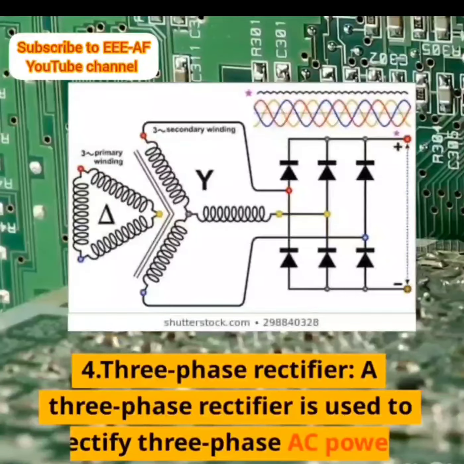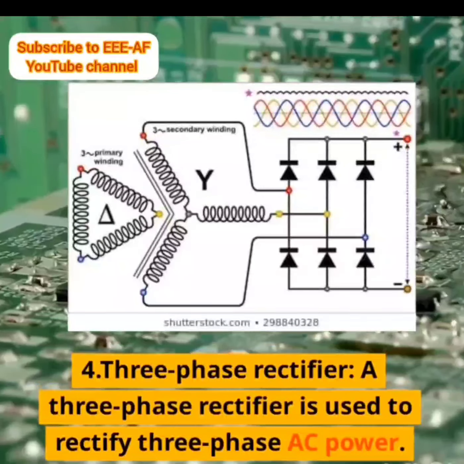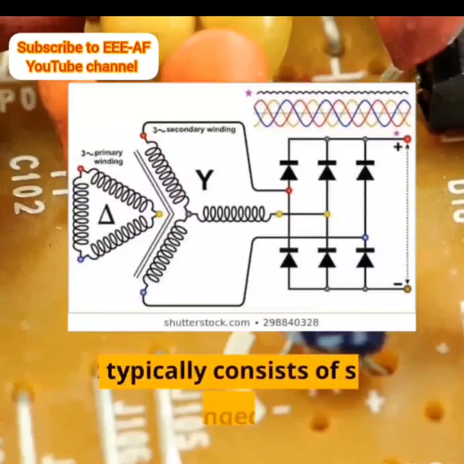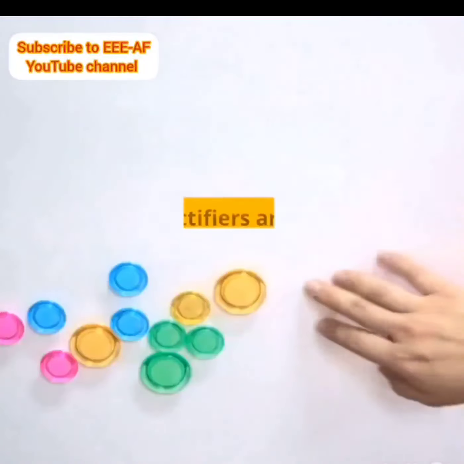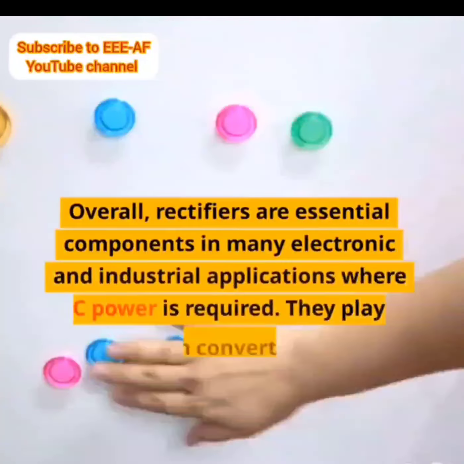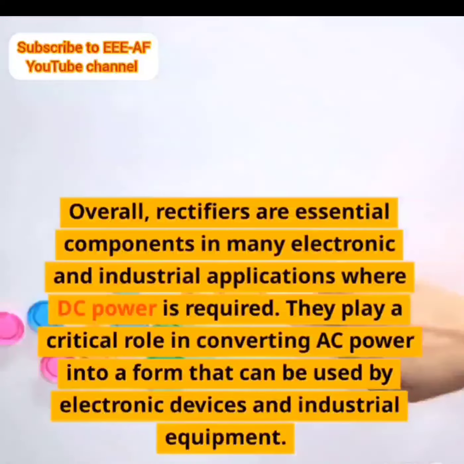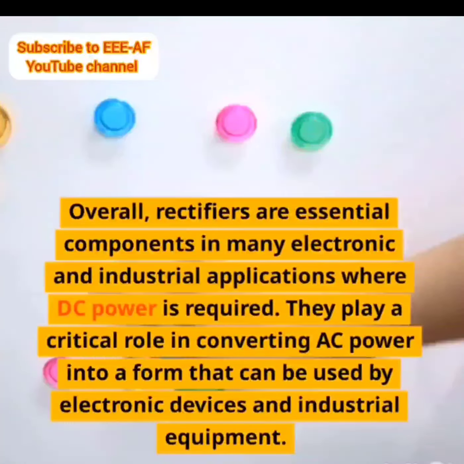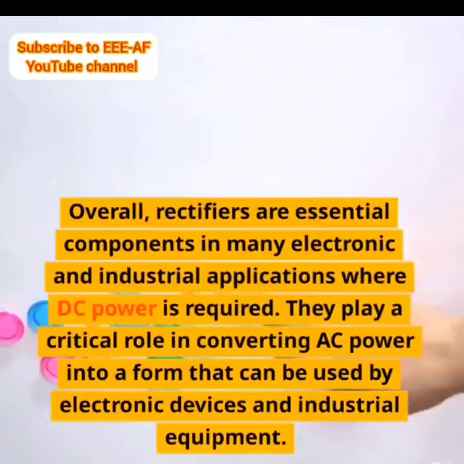4. Three-phase rectifier. A three-phase rectifier is used to rectify three-phase AC power. It typically consists of 6 diodes arranged in a bridge configuration. Overall, rectifiers are essential components in many electronic and industrial applications where DC power is required. They play a critical role in converting AC power into a form that can be used by electronic devices and industrial equipment.